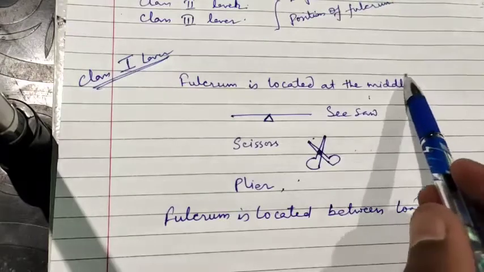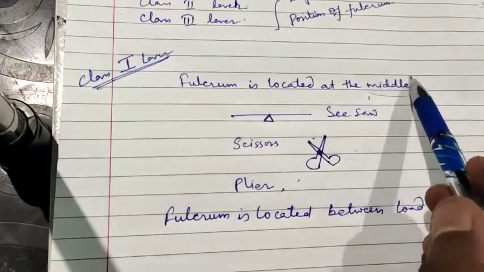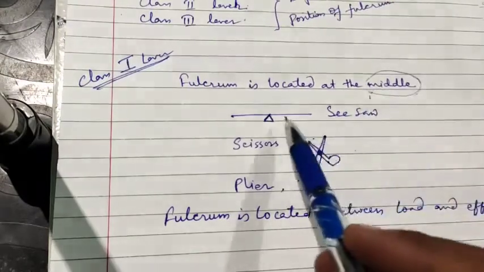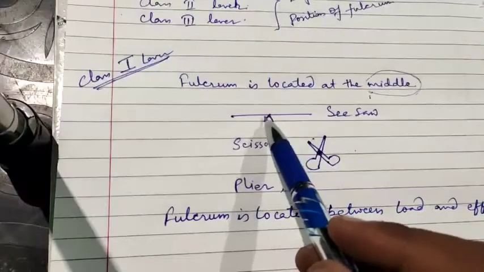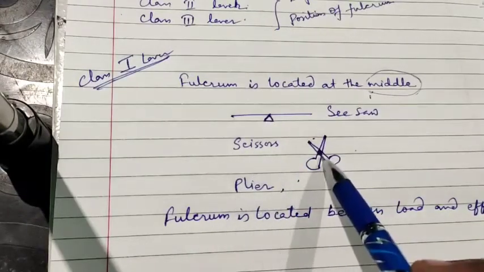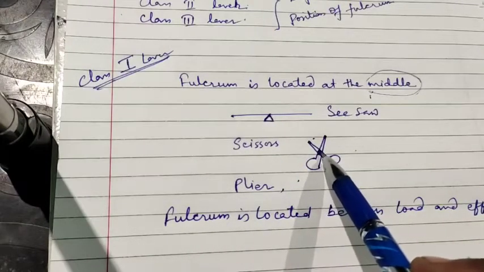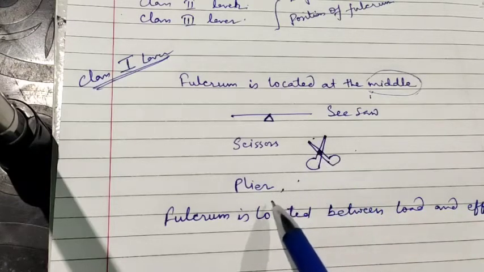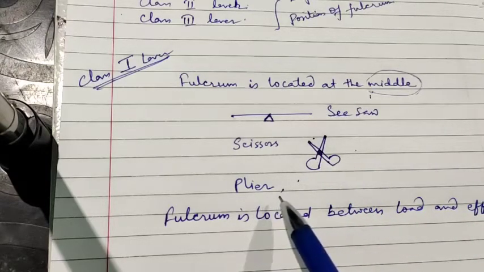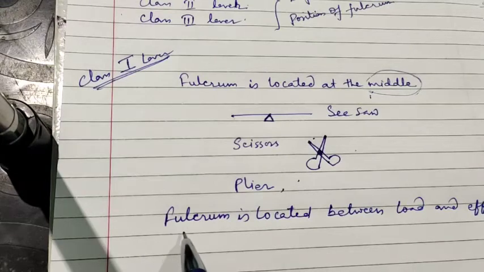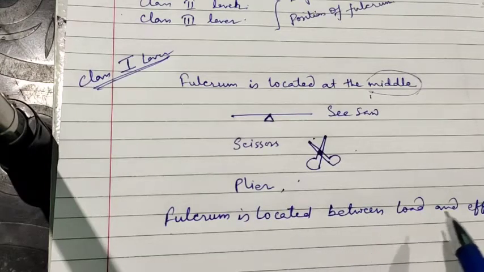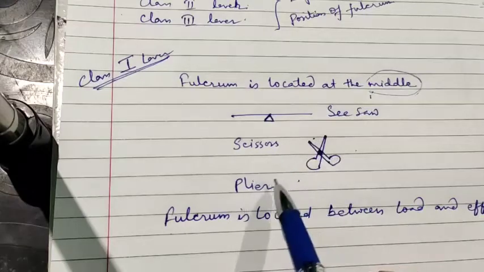Here I have written middle, but this middle is not always true. Why? Because only in the seesaw is the fulcrum at the middle, but in the case of scissor, the fulcrum is not at the middle. In the case of plier also, the fulcrum is not at the middle. That's why we have to say that class 1 lever is that type of lever where the fulcrum is located between load and effort.